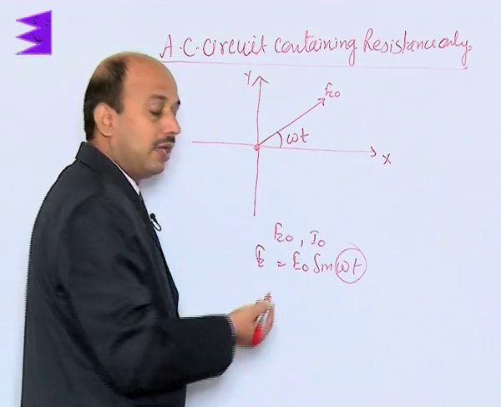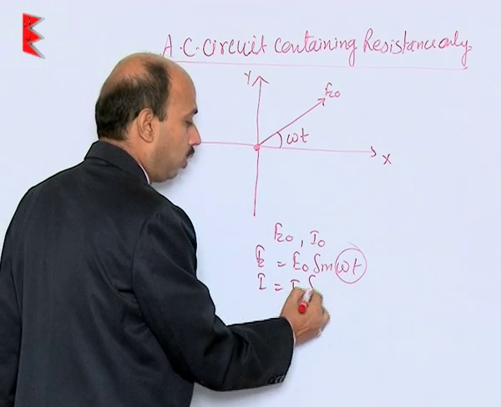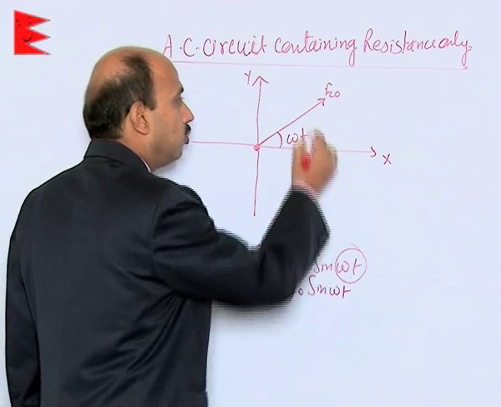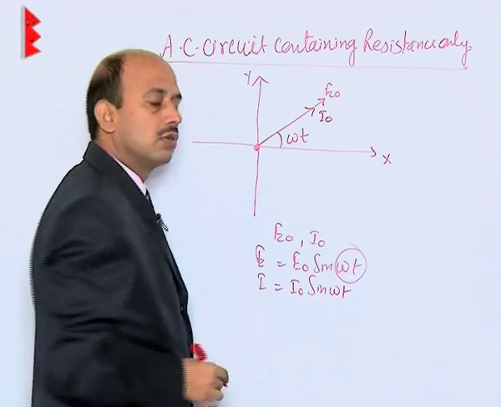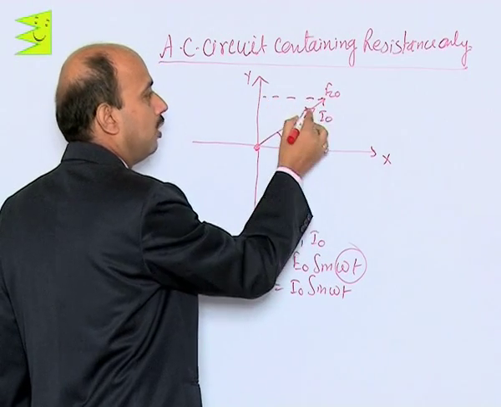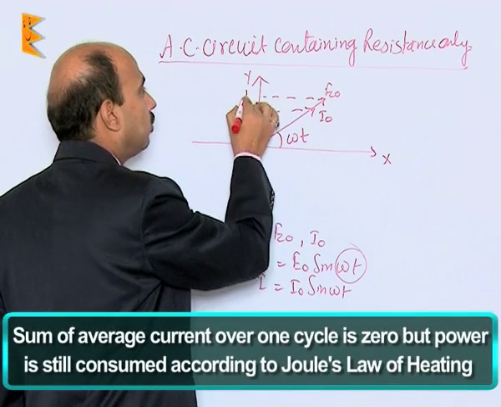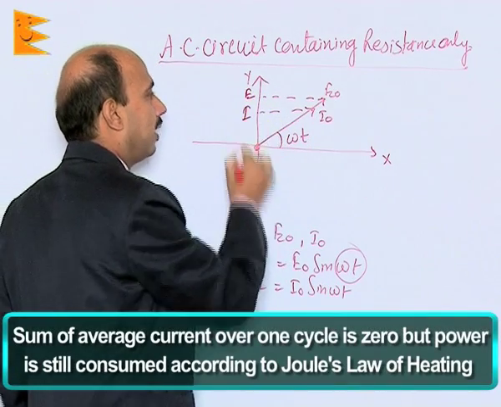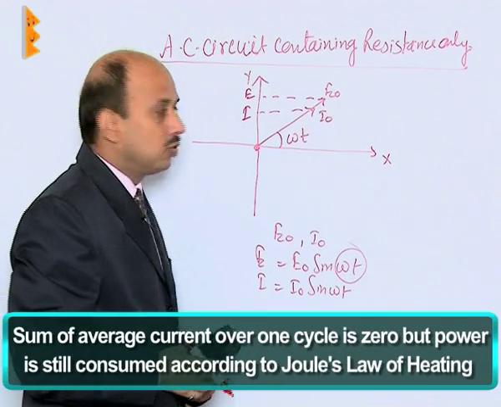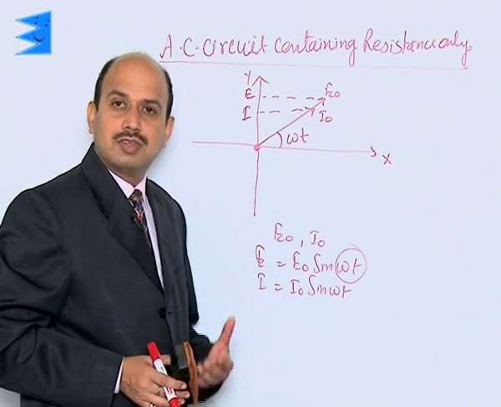Similarly, since E and I both are in the same phase in case of the resistance, like I naught sin omega t, we can also represent I naught here. At any time, the projections of these E naught and I naught on this perpendicular axis will tell you the instantaneous value of current or EMF. So, this is the phasor diagram for the AC circuit containing resistance only.